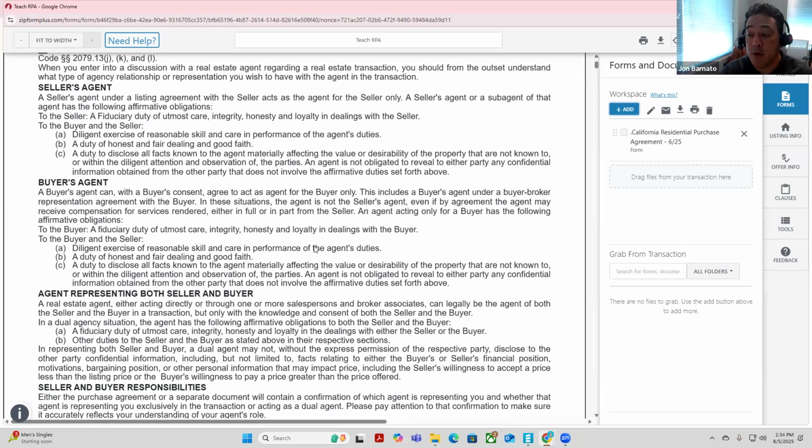Doesn't exercise a reasonable care and performance of agent's duties. I want to talk about that right now. If you are investigated by the DRE and you say, "DRE, I did make a mistake, but I didn't know it was a mistake," they don't care. You have a diligent exercise of reasonable skill. They expect you to know as a licensee.